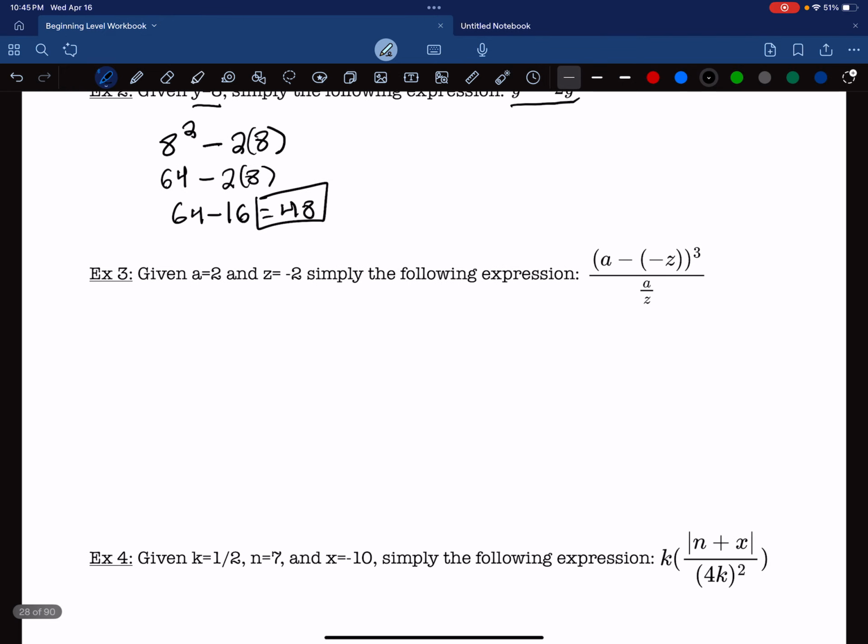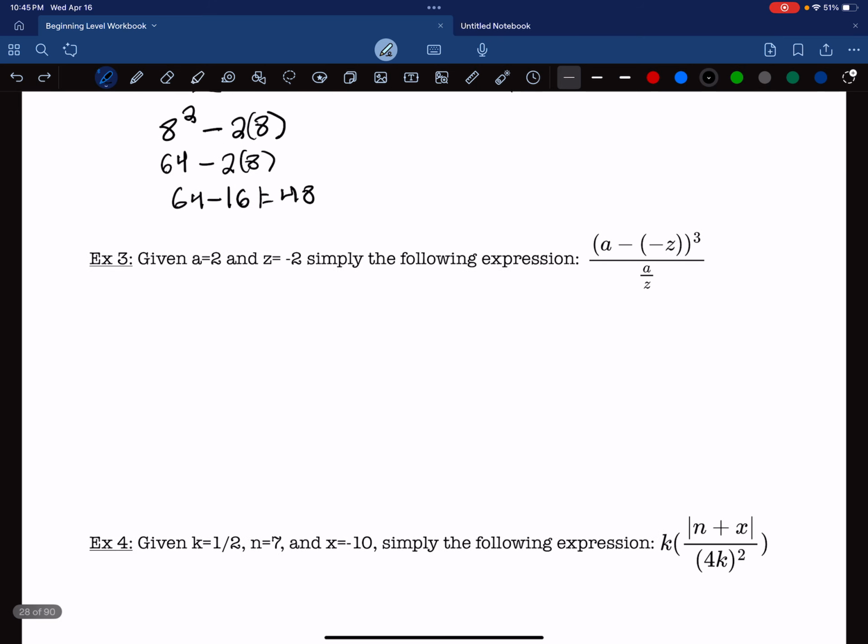Looking at example 3, we're given 2 variables now, but that's not going to change anything. All we're going to do is substitute in these variables for their values. So we're given that a equals 2 and z equals negative 2. So I'm going to box a, I'm going to underline z. So wherever there's an a, I'm going to put a box around it. So we have an a here. We have a z here, so I'm going to underline that z. And then we have an a here, and then we have a z here.